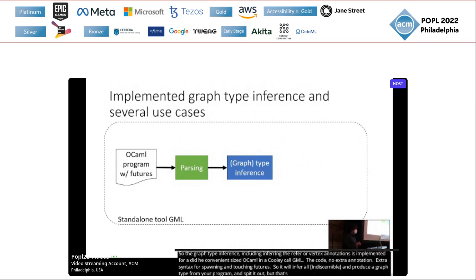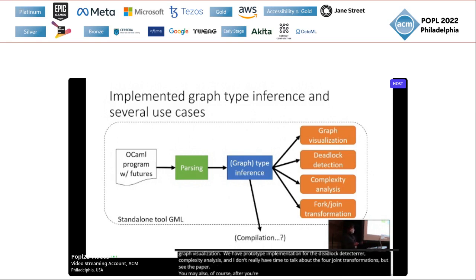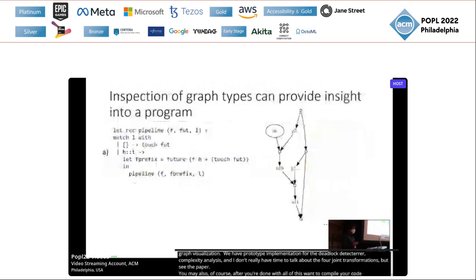So then there are a few things you can do with it. So we can visualize the graph type in a nice graph visualization. We have prototype implementations of a deadlock detector, complexity analysis, and I don't really have time to talk about the fork join transformation, but see the paper. You may also, of course, after you're done with all of this, want to compile your code, but we leave that for the OCaml compiler, so that's not part of this tool.